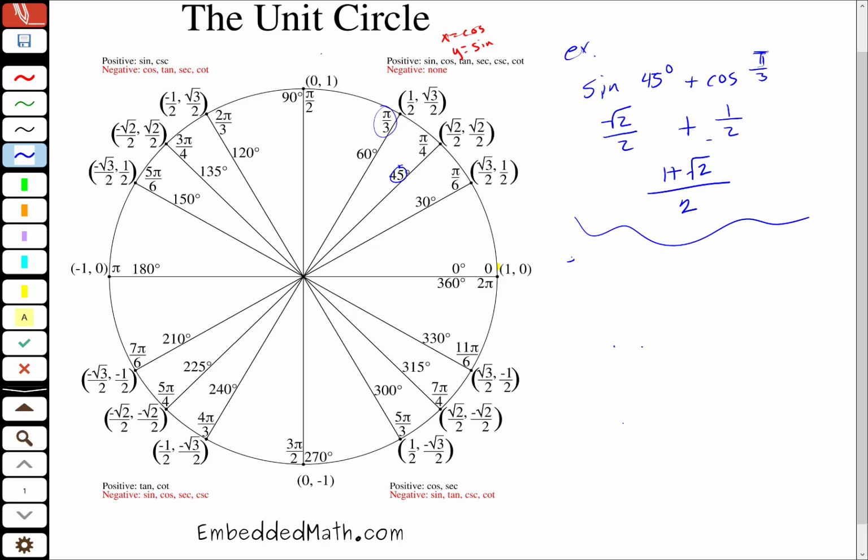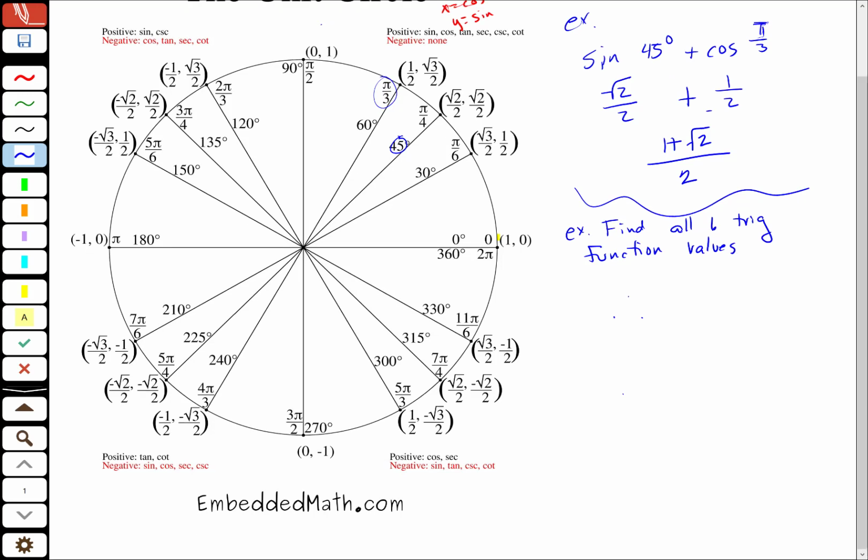And so the final one is find all 6 trig function values. And let's do this for 5 pi over 6. I want to make sure you know how to generate these other values. Okay. So 5 pi over 6, let me erase and figure out where we are working. So 5 pi over 6 is here, right?